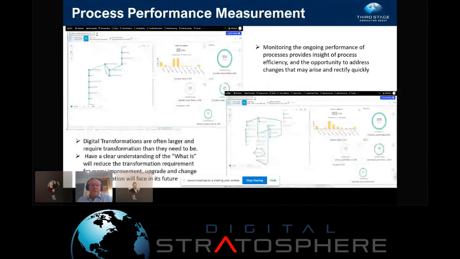Process performance measurement. To me, this is the holy grail, to be able to actually look at and monitor your processes. And you can see here a couple of images where you can actually put a dashboard in. So in this case, it's throughput time. How long does it take to actually do the process? If we've got different steps within a process, we can break that process down to see whether one particular step is holding up the overall.